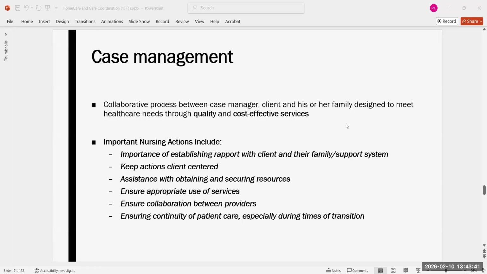Discharge starts at the time of admission. And this also requires ongoing communication and is an essential component of your continuity of care for your client, anticipates future needs for your client.